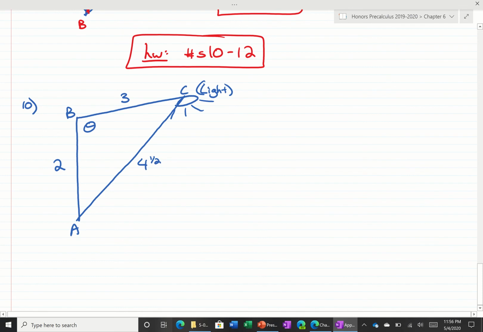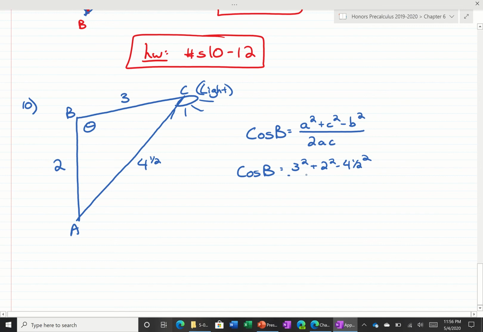And the way that we would do this is just a law of cosines problem. We want to figure out what angle B is. So to figure out angle B, we'd use the cosine of angle B is equal to a squared plus c squared minus b squared over 2ac. And if we do that here, it would be 3 squared plus 2 squared minus 4.5 squared over 2 times 3 times 2.